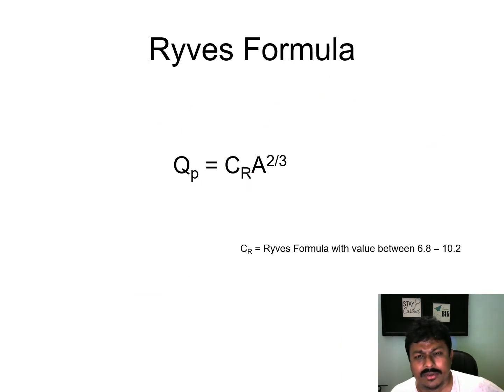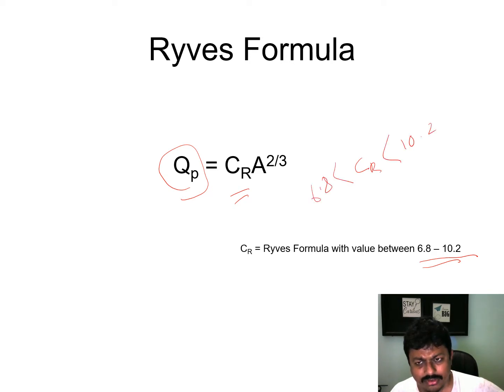Now there is another formula known as Ryves formula. Same thing: area in square kilometer, QP is the peak discharge, and CR is the Ryves coefficient, whose value varies between 6.8 and 10.2. As you can see from the values, when CR is on the higher side, QP is also higher. So it indicates that for a watershed with high slope, CR will be on the higher side, but for a low slope watershed, CR will be on the lower side.